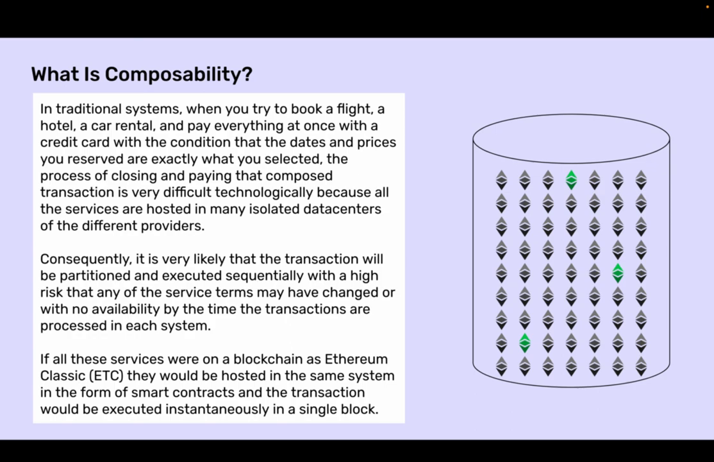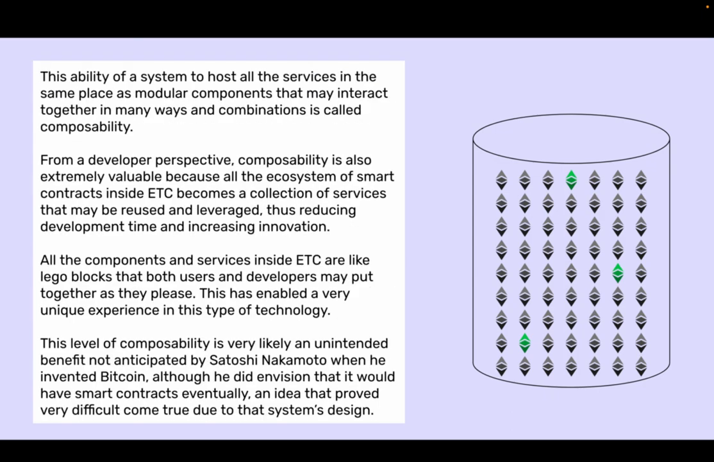Consequently, it is very likely that the transaction will be partitioned and executed sequentially, with a high risk that any of the service terms may have changed or with no availability by the time the transactions are processed in each system. If all these services were on a blockchain like Ethereum Classic, ETC, they would be hosted in the same system in the form of smart contracts, and the transaction would be executed instantaneously in a single block.